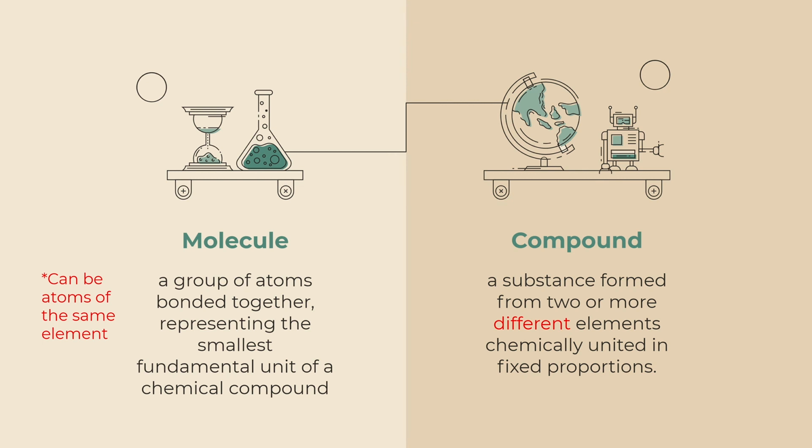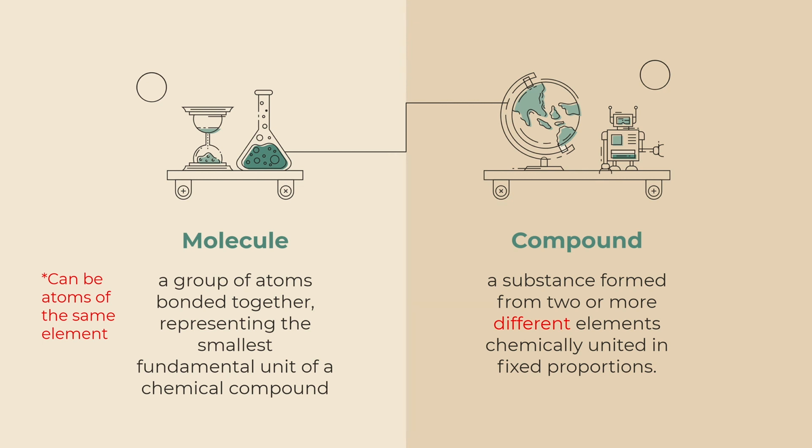Something important to note is that a molecule can be made from atoms of the same element. So, for example, you can have a molecule of hydrogen that is simply two hydrogen atoms bonded together. This features how you can tell a molecule from a compound. A compound is defined as a substance formed from two or more different elements chemically united in fixed proportions.